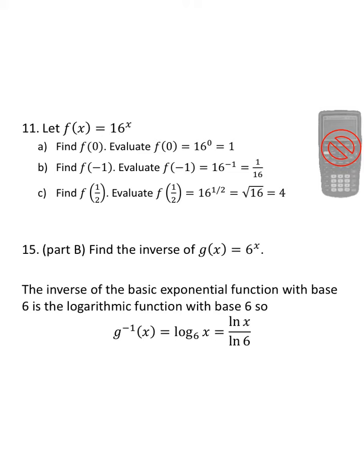Find the inverse of g of x equals 6 to the x, as we talked about on the 2 previous slides. The inverse of the basic exponential function with base 6 is the logarithmic function with base 6. So I would write it as g inverse, because my function's name is g, got to keep the name straight. g inverse of x is log base 6 of x. You could use the change of base formula. There are some textbooks that show natural log of x over the natural log of 6 is the inverse. I don't like this. It's the log base 6 of x.